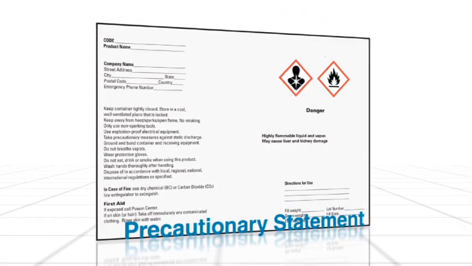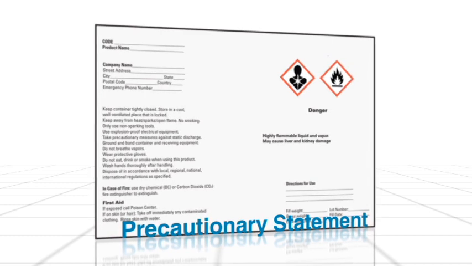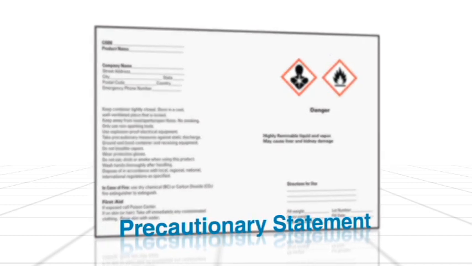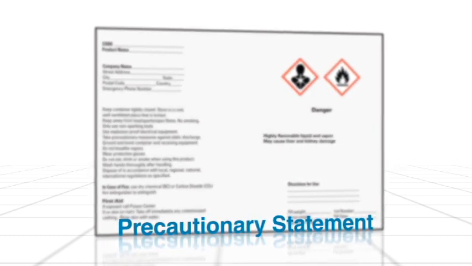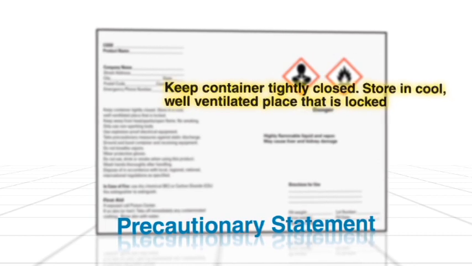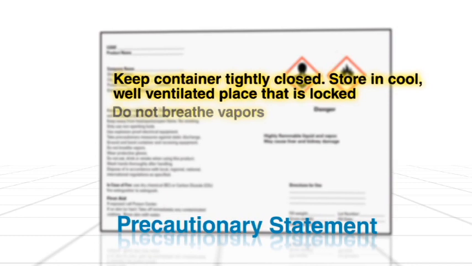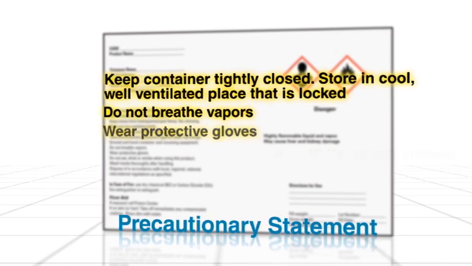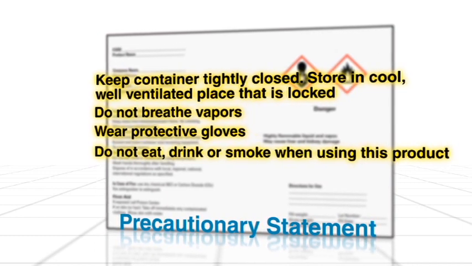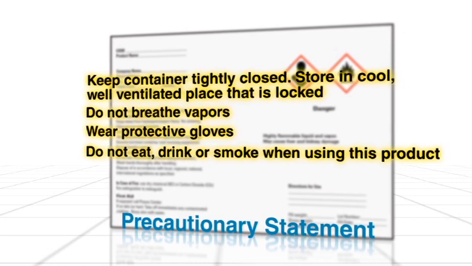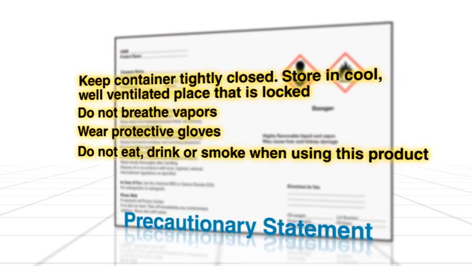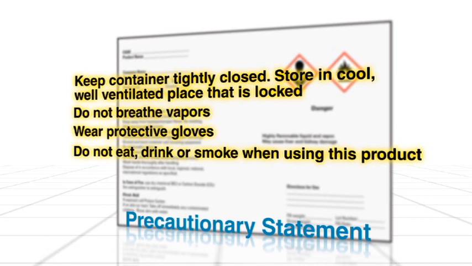Precautionary statements briefly and concisely explain recommended measures for safe handling, storage, and disposal. Examples include keep container tightly closed, store in cool, well-ventilated place that is locked, do not breathe vapors, wear protective gloves, do not eat, drink, or smoke when using this product. It may also indicate how to handle an incident involving the product.